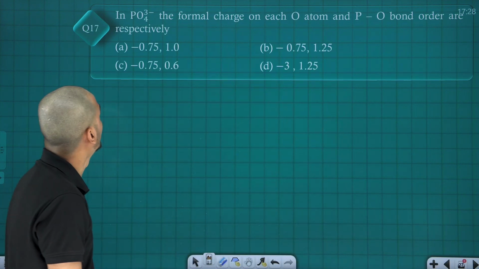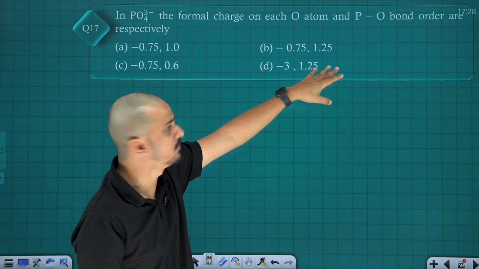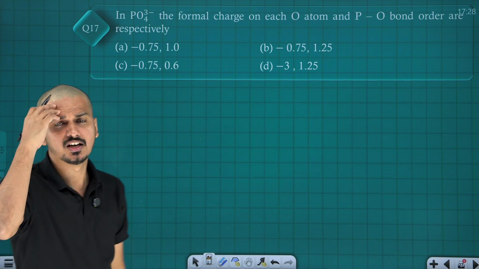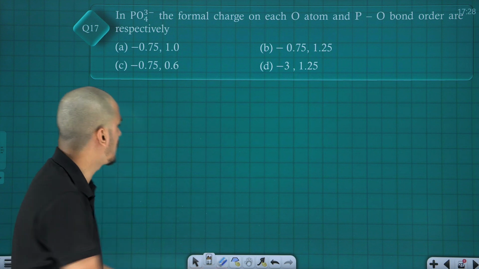What about the question here? In PO4 3-, the formal charge on each oxygen atom and PO bond order are respectively. If you remember the structure of PO4 3-, it is very easy. Or else you can do it like this.